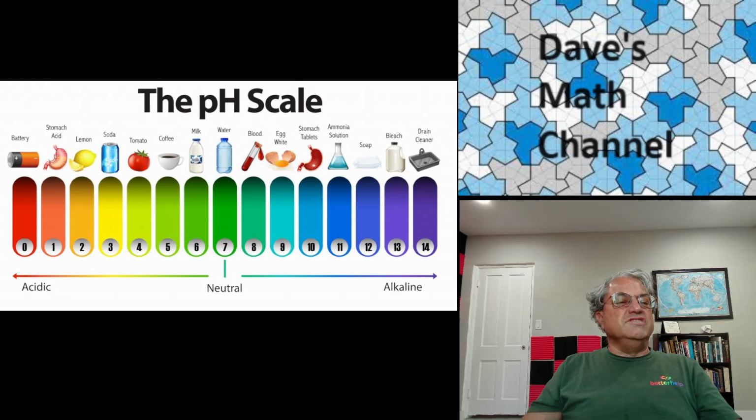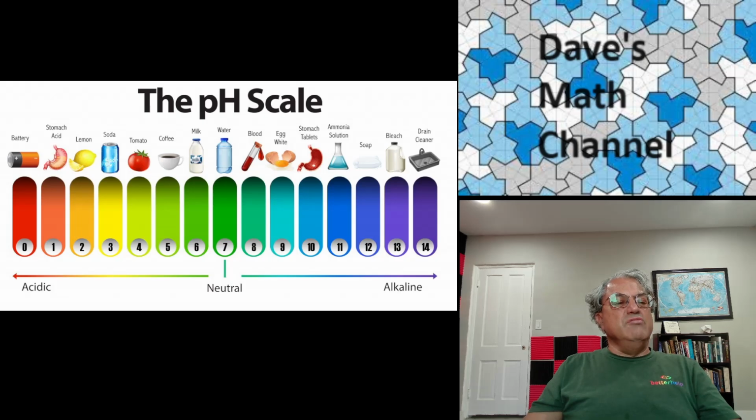So 0 is the most acidic. 1 is pretty acidic, too. That's the acid inside your stomach. It turns out your stomach has hydrochloric acid in it. And that's how you digest food. That's how the food in your body, when you eat, gets digested. It gets burned by the hydrochloric acid in your stomach. And that's how your body metabolizes energy from the food you eat.